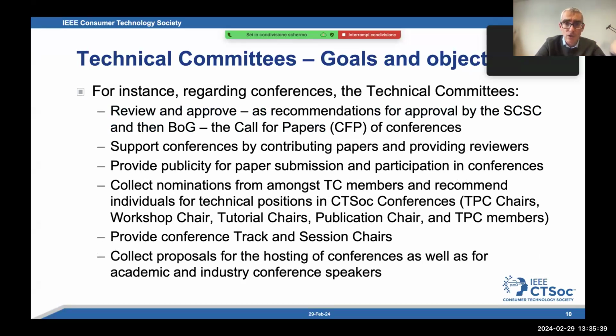The technical committees have many practical roles, and just to give you some examples regarding conferences, the technical committees participate in the definition of the call for papers, contribute reviewers, provide publicity, collect nominations of those members that are willing to serve in technical positions like TPC chairs, workshop chair, tutorial chair, publication chair, TPC members. They provide track and session chairs, and they also collect proposals for the hosting of new conferences, and also proposals of academic and industry conference speakers.